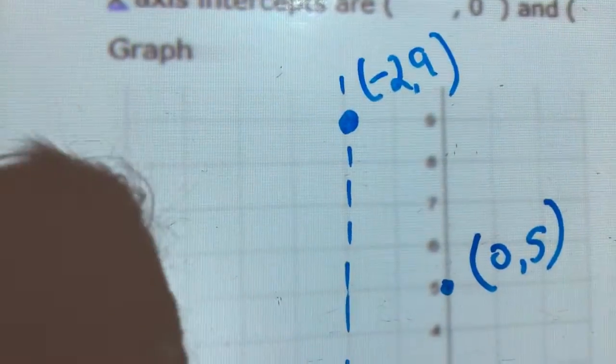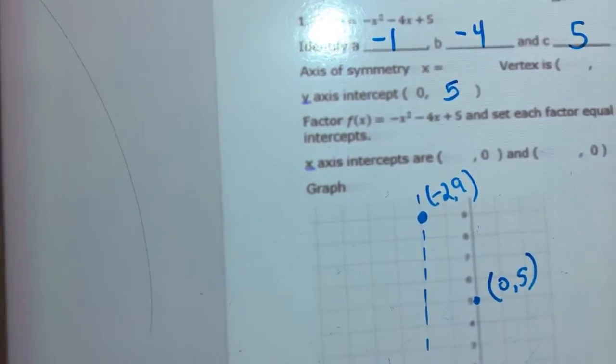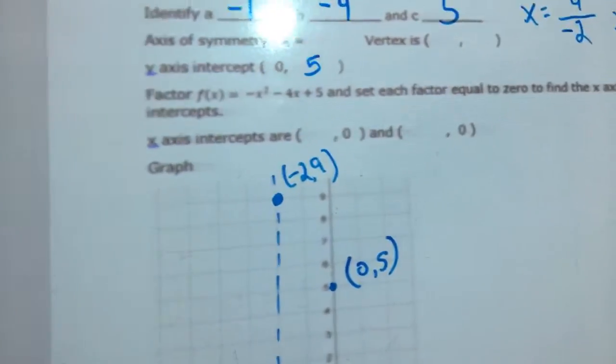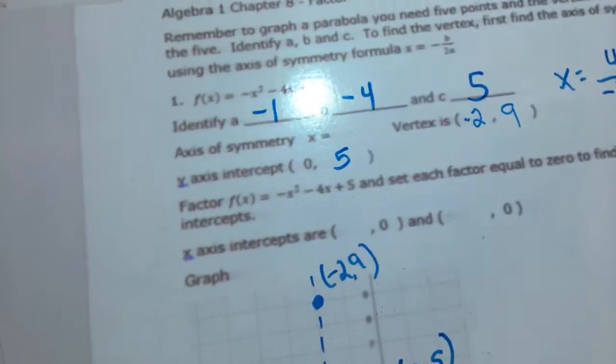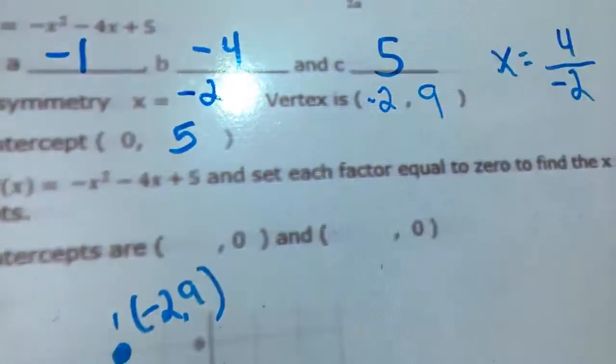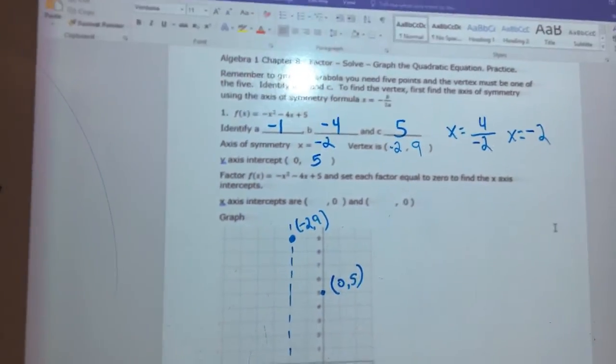There's my vertex. Okay? There it is. So the vertex, I fill in the blank. Okay? My axis of symmetry. Wow, look at that. This is filling in quite nice, isn't it?